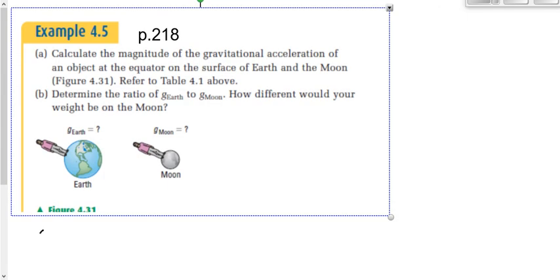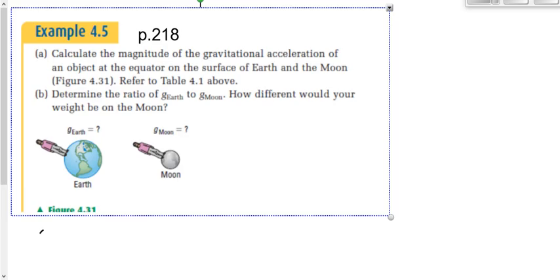Let's take a look at the example on 4.5, keeping in mind that we can get data for this question by going back to the table that we just saw. 4.5 says, to calculate the magnitude of the gravitational acceleration, what was the symbol for gravitational acceleration, you remember? Any acceleration is a, but specifically gravitational acceleration, remember it was 9.81, right?